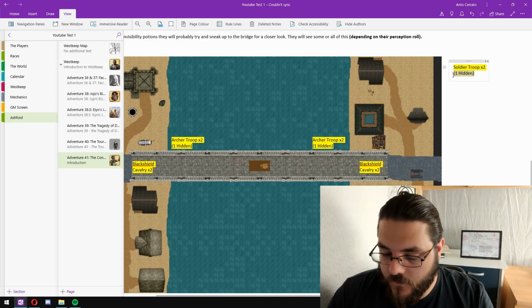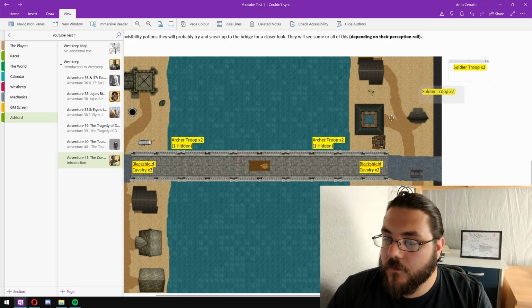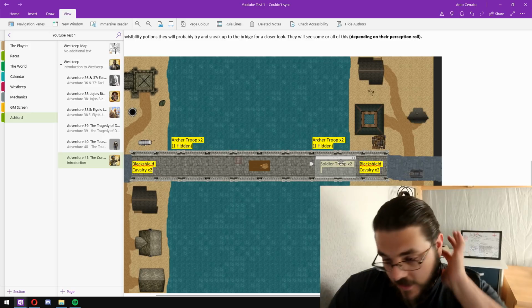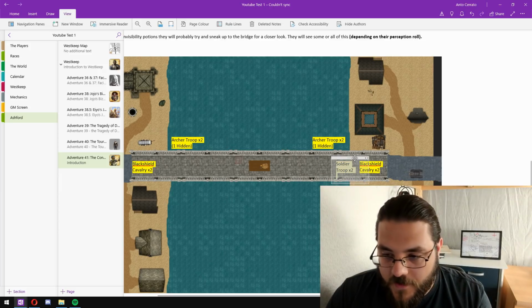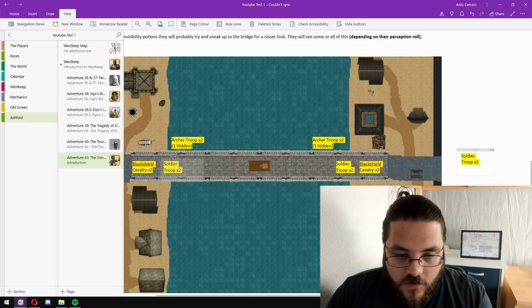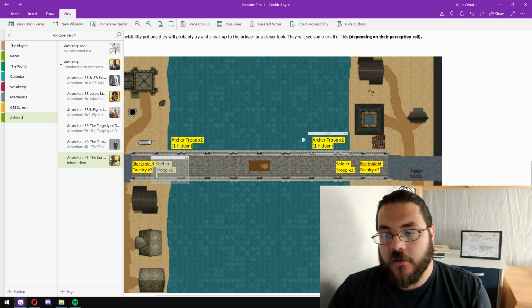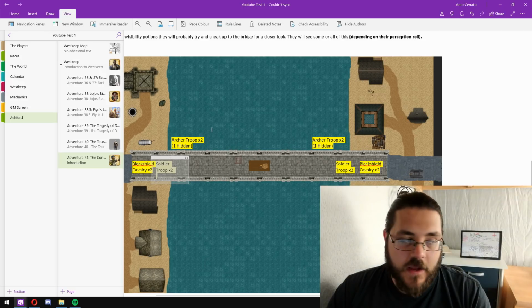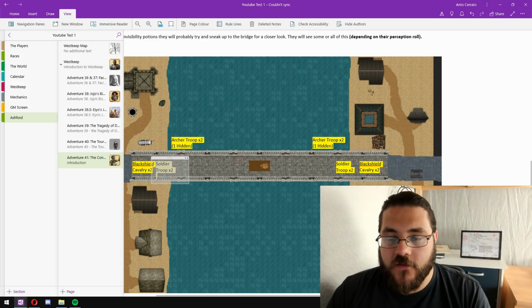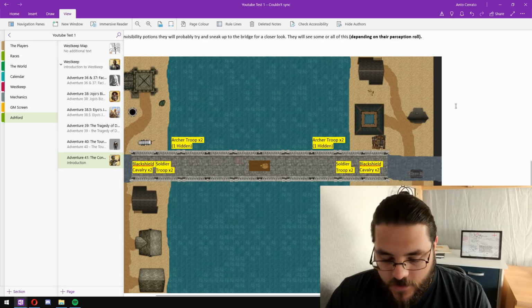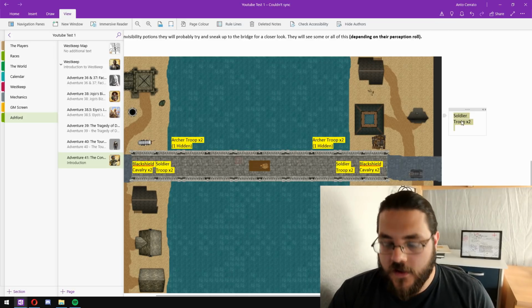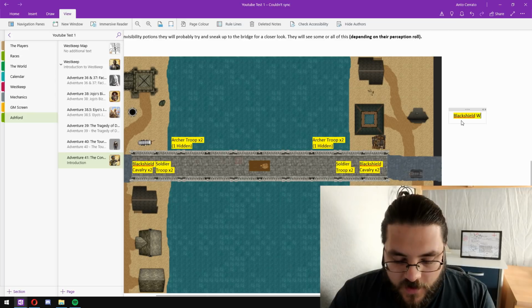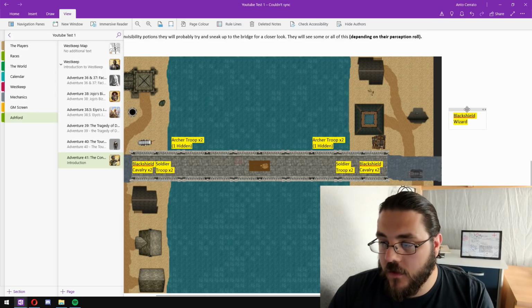soldier troop as well. Put a pair of soldier troops here, and there we go. And we'll put them there, and another one there. Bear in mind, the enemy doesn't know which way the party are going to come from, so they would reinforce both ends of the bridge just in case. And the enemy is going to know that there's a fairly powerful wizard in this group, so they will send a wizard in return.